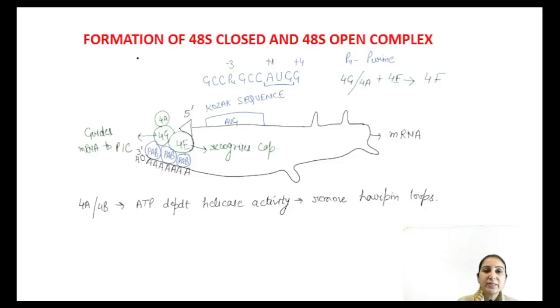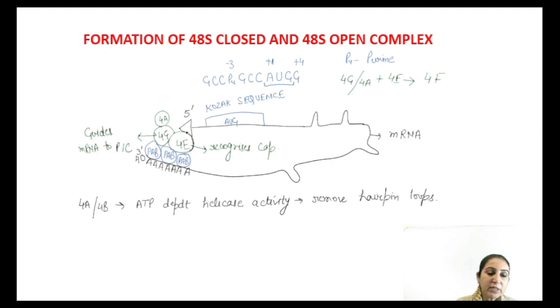Hello friends. So already we have made the 43S pre-initiation complex. Now we have to make the 48S closed complex that will change into 48S open complex. For these two complexes to form, first our mRNA has to combine with the pre-initiation complex. So for that to occur, first let's see what happens to our mRNA.